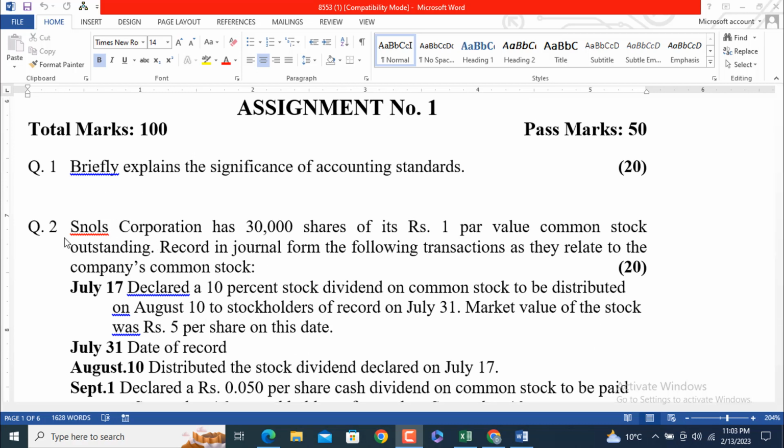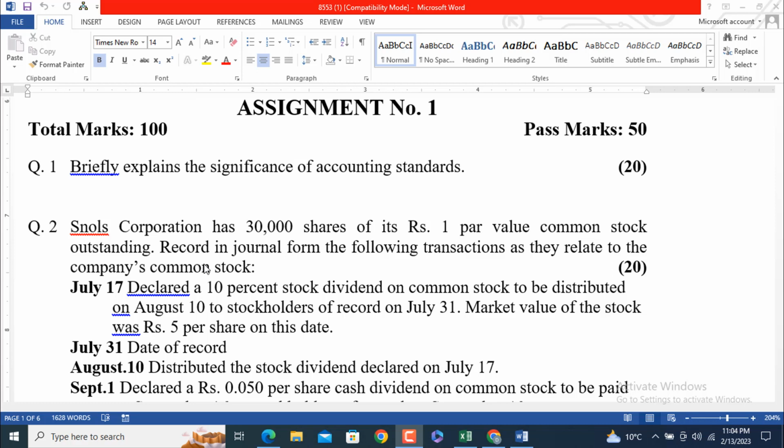Now we are here, question number 2. Snols Corporation has 30,000 shares of its rupees 1 par value common stock outstanding. Record in general form the following transactions as they relate to the company's common stock. A company whose name is Snols Corporation has 30,000 shares which have the par value of rupees 1 outstanding as common stock in their books of accounts.